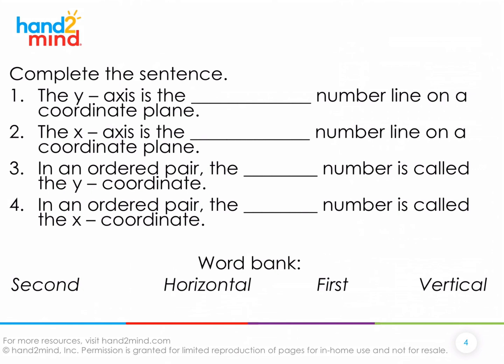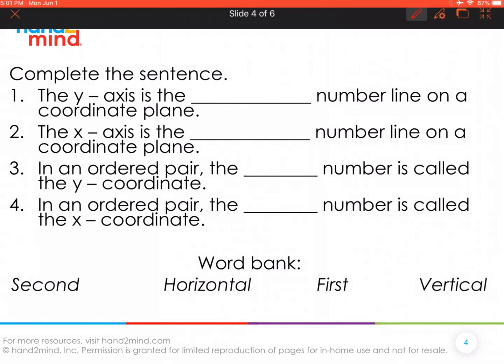So we're going to complete the sentences. Number 1 says the y-axis is the blank number line on a coordinate plane. So to remember, we have our x and y axis, and again x and y. So our y-axis is our vertical number line. And we can see that vertical is listed in our word bank at the bottom. The x-axis is the blank number line on a coordinate plane. And we can see that that runs right here, which is the horizontal number line.